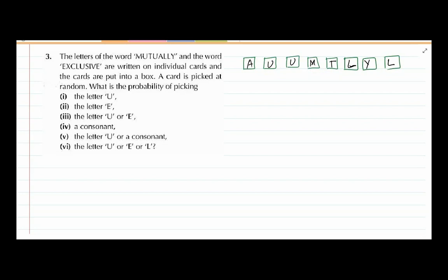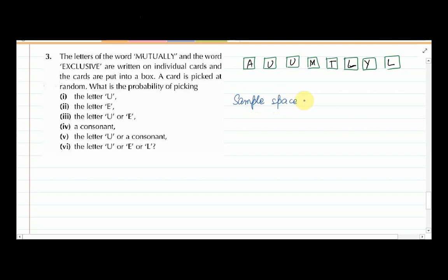A card is picked at random. What is the probability of picking the letter U? Now first thing, as I've told you in the above 2 questions, that whenever you are going to start the question, first write down the sample space.